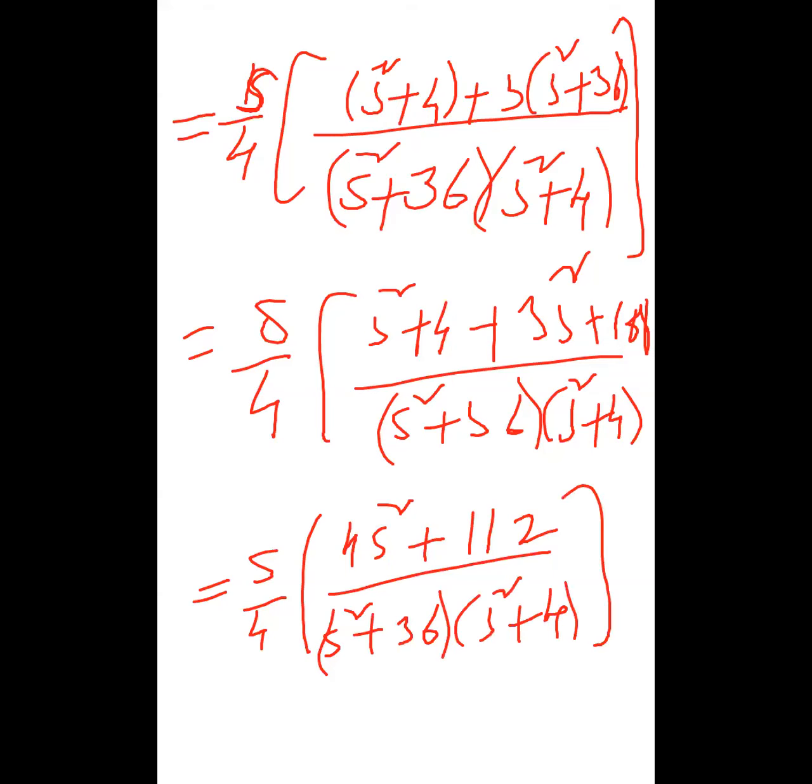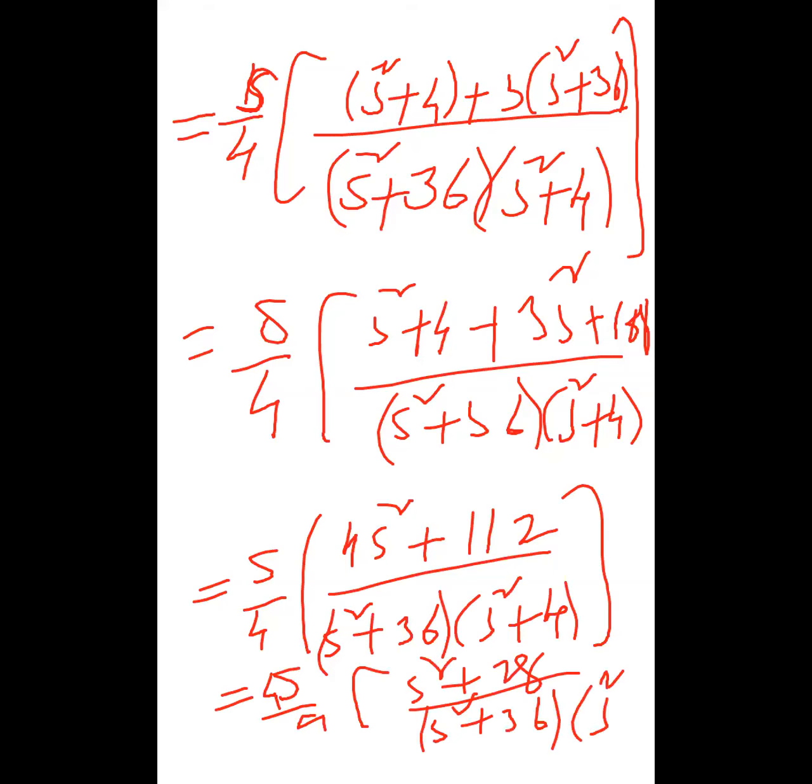So take 4 common in the numerator: 4S by 4 into S square plus 28 by S square plus 36 into S square plus 4. Finally, the 4 cancels. S into S square plus 28 by S square plus 36 into S square plus 4 is the required answer.